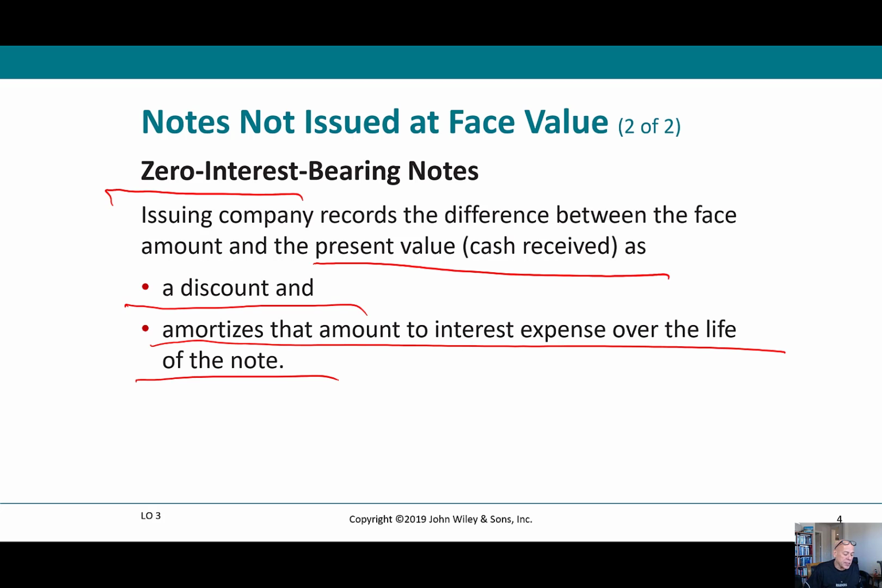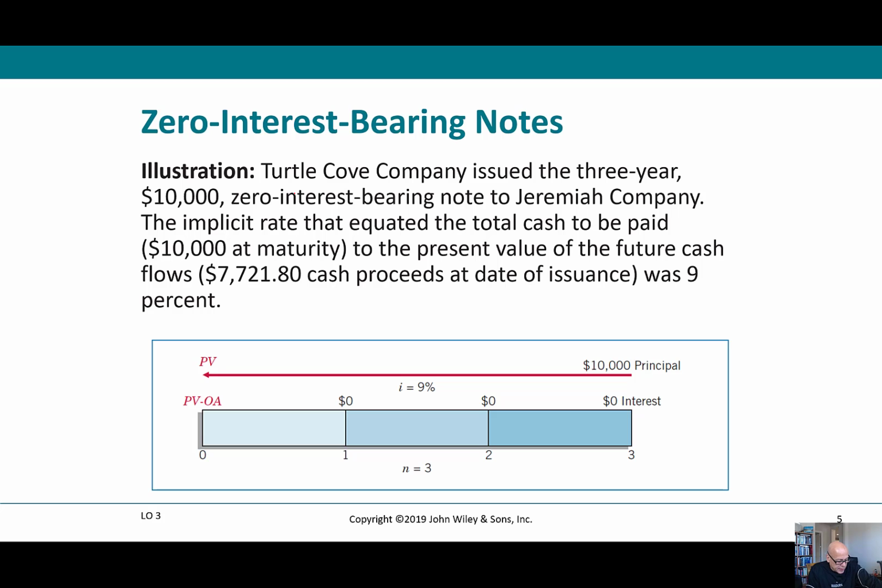Therefore, we're going to have to consider present value. And that's why I showed you those present value tables, because we're going to start to see how we have to use those to figure out interest rates associated with this, etc., to do the proper accounting for a note in which they haven't called out an interest rate. They call that a zero interest bearing note. So you can see this illustration here.